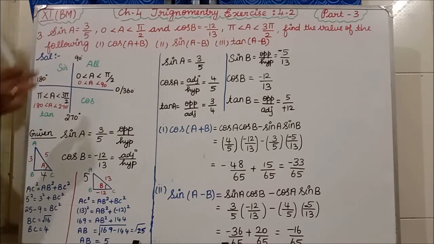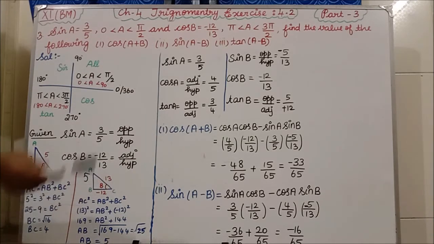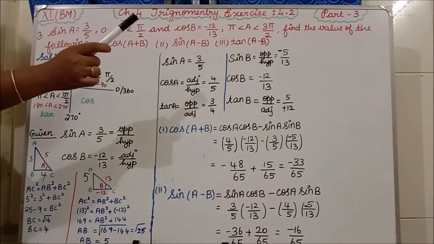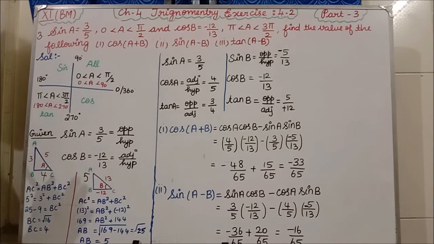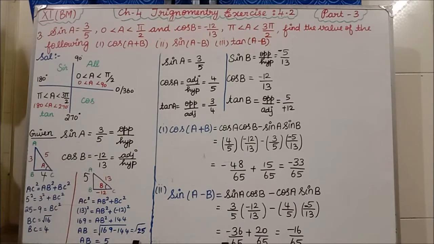Okay, sine B. What is the formula? Sine is opposite by hypotenuse. What is opposite? 5. Hypotenuse is what? 13. Then why am I writing there minus? Sine B equal to opposite by hypotenuse is the formula. Opposite is 5. Hypotenuse is 13. Then why am I writing there minus? Can you understand? Okay, I'll tell you now.